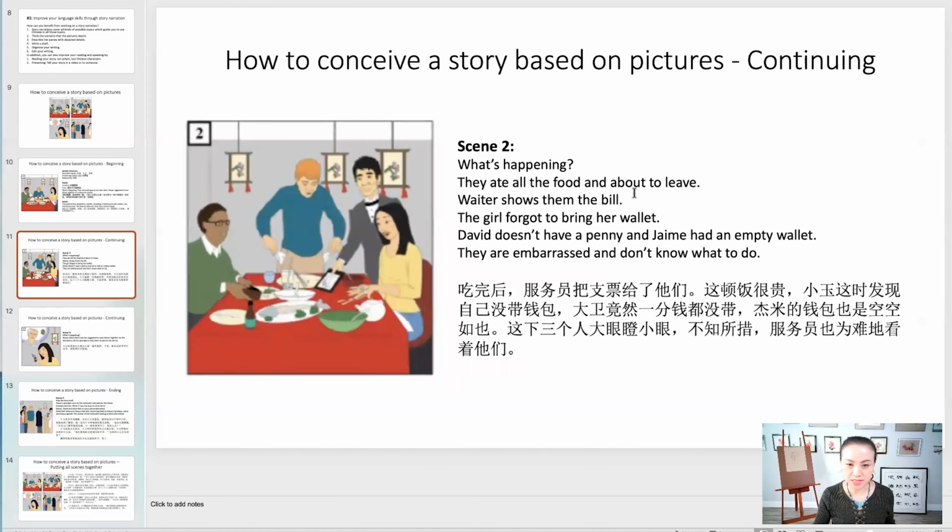The second image is what's happening. They ate all the food, obviously, and about to leave, the waiter shows them the bill. And then the girl, she's showing she has a key, but she said, I don't have the money. And then David doesn't have a penny because he's showing his pockets. And Jaime had an empty wallet. They are embarrassed and don't know what to do.